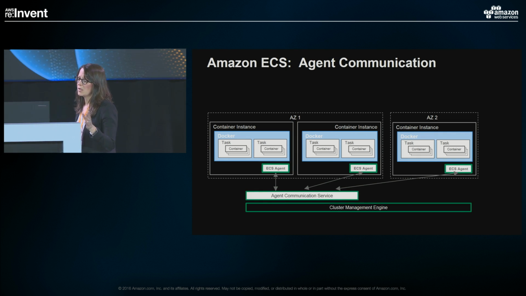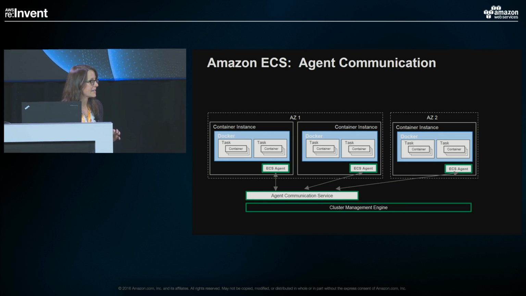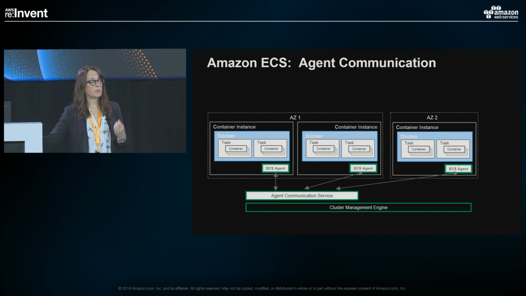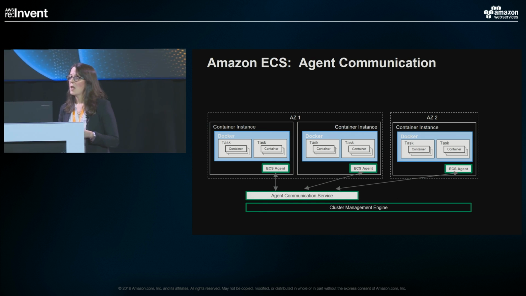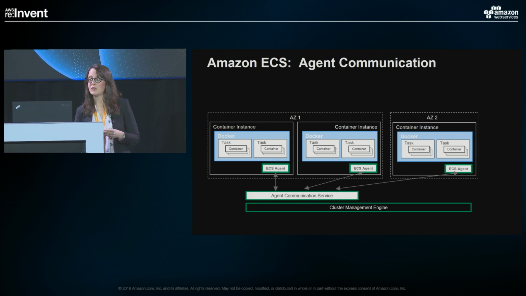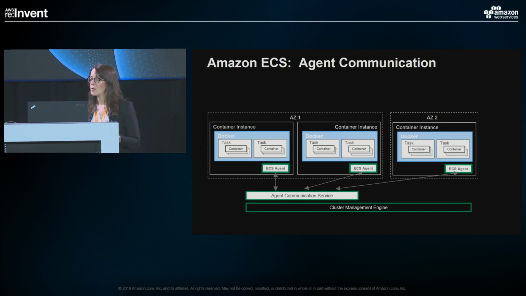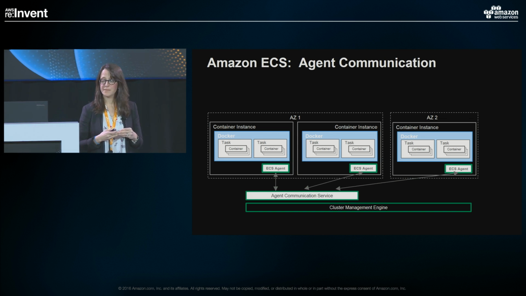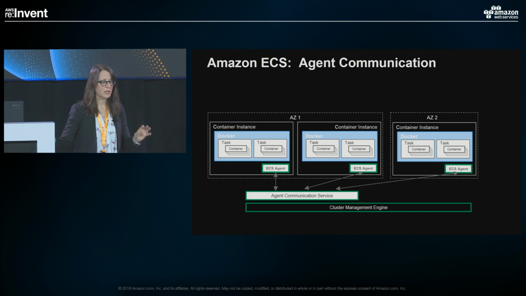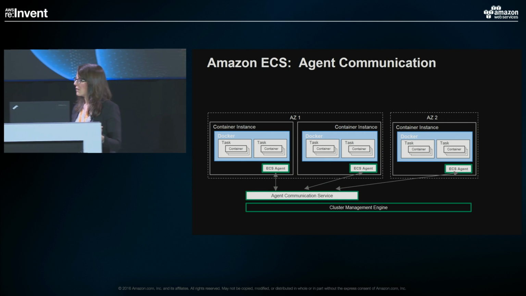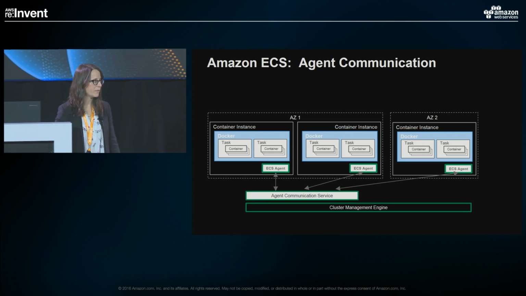Installed on each instance is the ECS agent. The ECS agent is what allows the instances themselves to communicate with the cluster management engine. It processes ECS commands and turns them into Docker commands. This instructs the EC2 instances to start and stop containers, and then monitors the used and available resources that it has across the cluster. The ECS agent is actually published on GitHub and is open source. So we look forward to any comments or pull requests that you have for the agent.